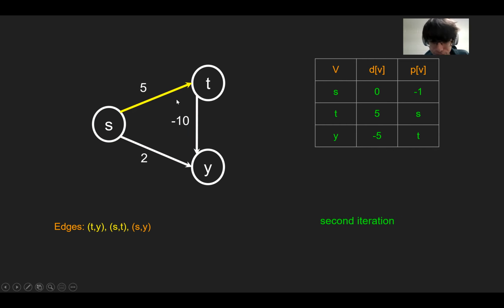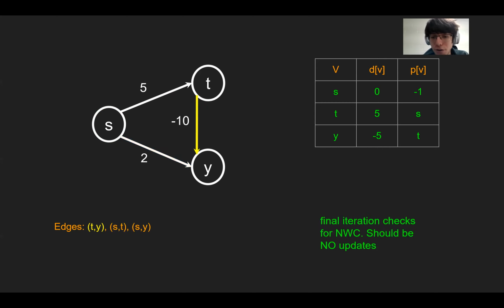And then 5, so we update this one. Still 5 is best because 0, 5, same. And then 2 here, right? So now we do a final iteration. And 2 is not better than negative 5, so we leave it like that. So that's the end of our second iteration.